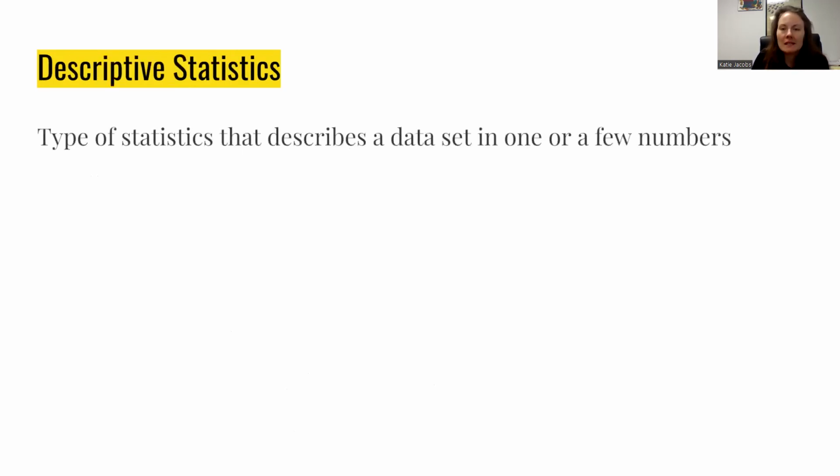So descriptive statistics, if we remember, statistics is broken down into two major branches. We have descriptive statistics that we're starting to learn about this week, and then we also have inferential statistics. So descriptive statistics, the goal of that is to be able to describe a data set in one or a few numbers.